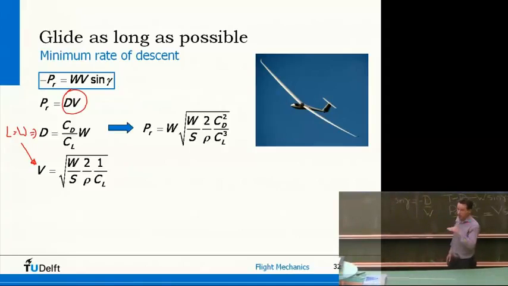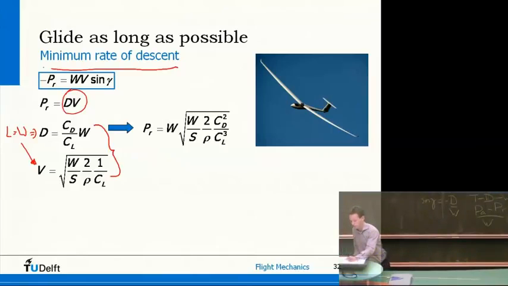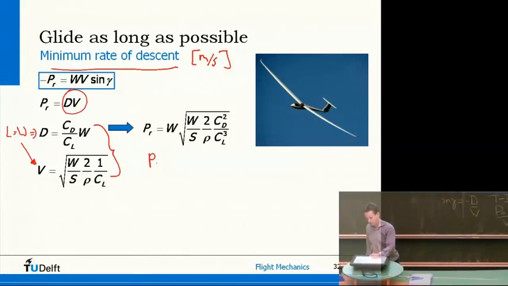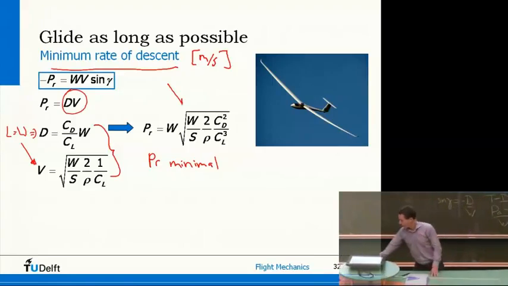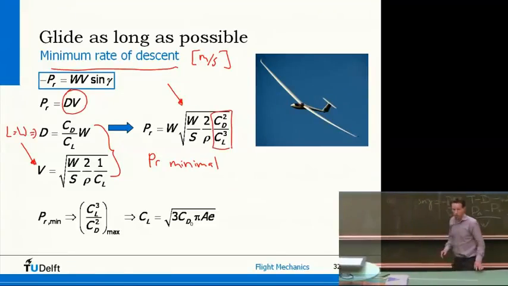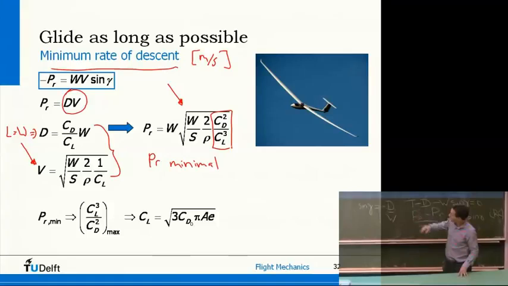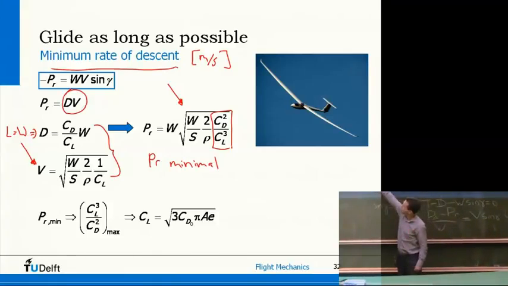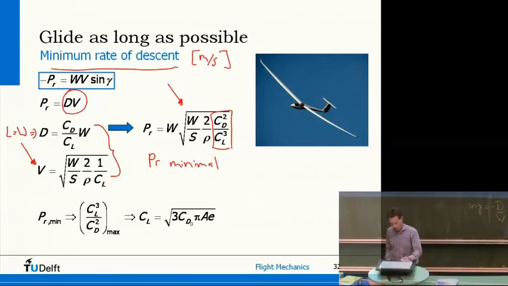So if you want to stay in the air for as long as you can, so have a minimum rate of descent, so these are meters per second, then power required must be minimal. And from the equation you can see straight away that this factor here should also be at its minimum in order to achieve the best rate of descent. Now, not sure if you remember, but that's also something we already solved for the other problems we treated in the lecture. If you remember, minimum power required gives you that ratio of CL and CD, and again you get some kind of equation for CL because the drag coefficient is a function of CL.